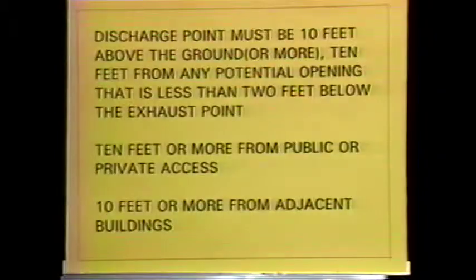The discharge point of the, if you have a subslab mitigation system, the discharge point has to be at least 10 feet above the ground. 10 feet from any potential opening that is less than 2 feet below the exhaust point, 10 feet or more from public or private access, and 10 feet or more from adjacent buildings. Fundamentally, what we're being told here is that wherever the exhaust point is for this radon mitigation system, it's got to be 10 feet away from any place where someone could inhale the exhaust gases. 10 feet is the key number to remember.